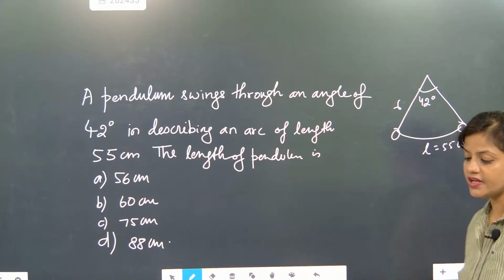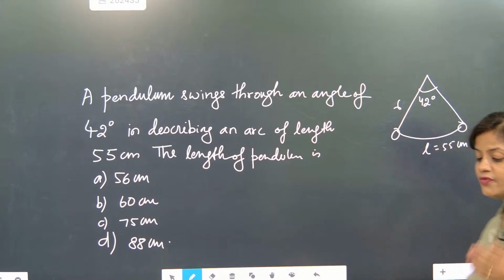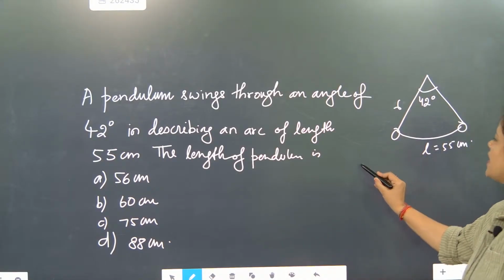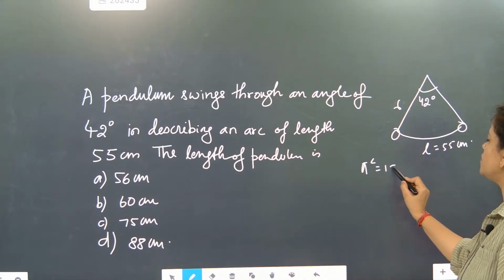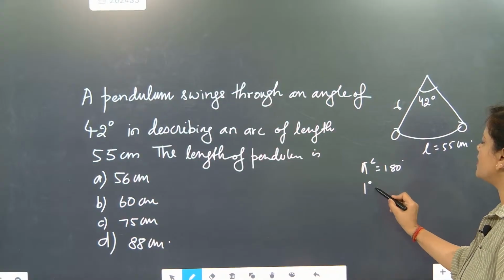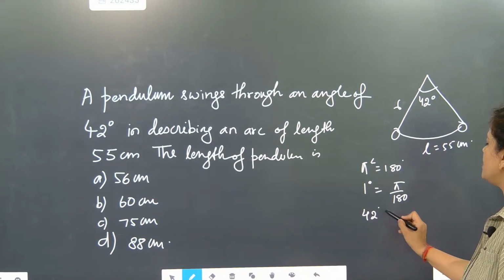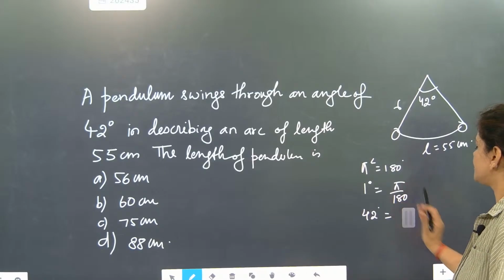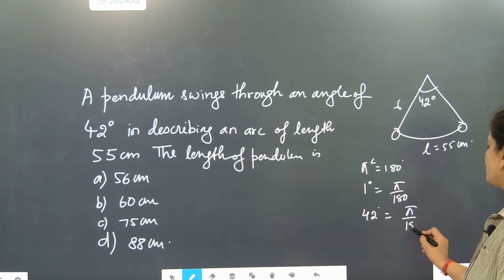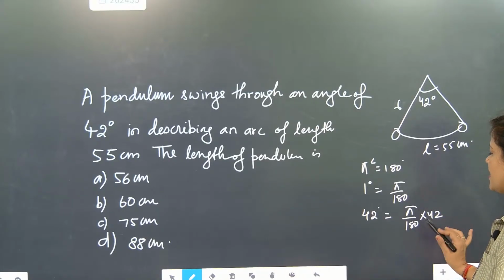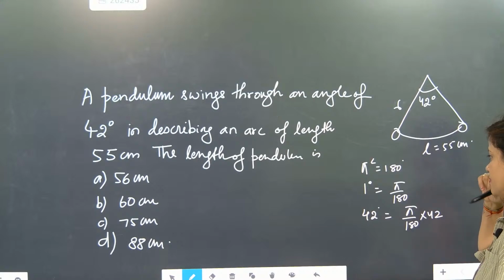First, it is given in degree. You have to convert it into radian. Don't try to solve in the degree system. Radian measurement you will be able to find. You know that pi radian is equal to 180 degree, so 1 degree is equal to pi by 180 radian. Here total 42 degree, so it is pi by 180 into 42. We keep pi as it is. This will become the theta angle.